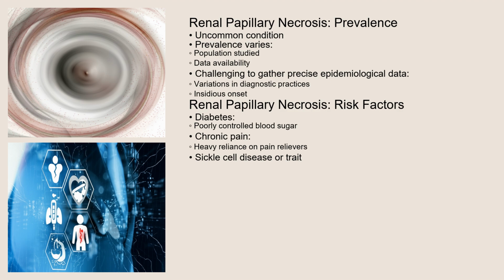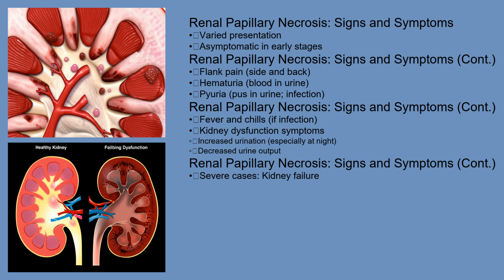The signs and symptoms of RPN can vary greatly from person to person. Some individuals might be completely asymptomatic, especially in the early stages. However, as the condition progresses, symptoms may include flank pain, which is pain in the side and back, hematuria, or blood in the urine, pyuria, which is pus in the urine, indicating infection, fever and chills, particularly if an infection is present, and symptoms related to kidney dysfunction, such as increased urination, especially at night, or decreased urine output. In severe cases, RPN can lead to kidney failure.